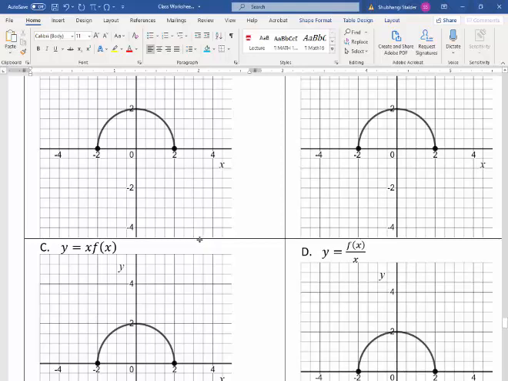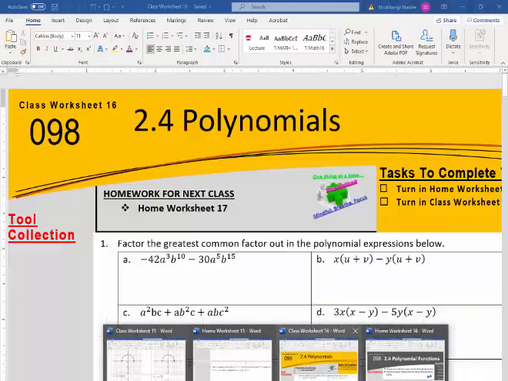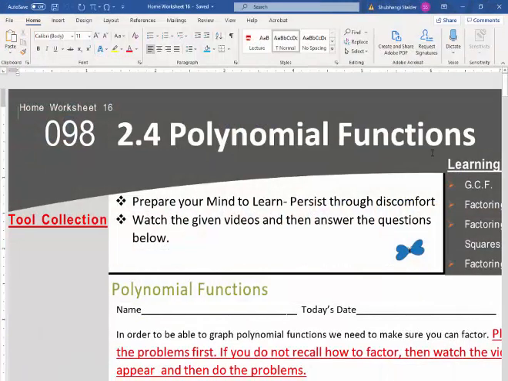All right, let's go to class 16. Are there any questions on class worksheet 16?